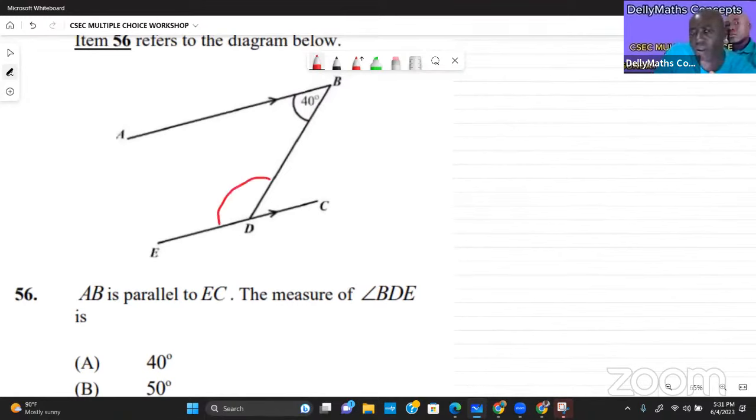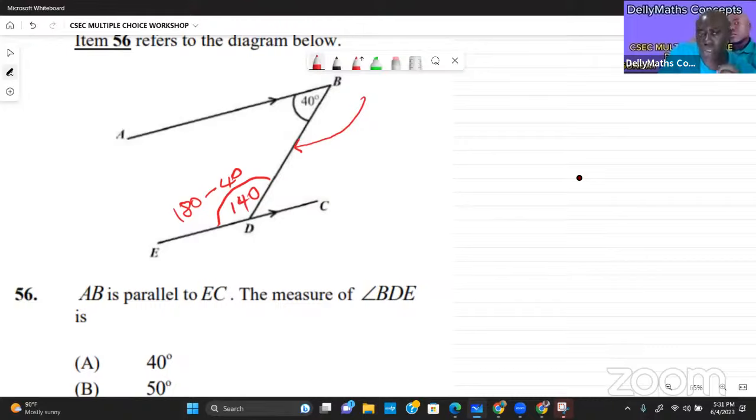I'm seeing co-interior. All right, so with co-interior angles, it's between 2 parallel lines and they're on the same side of the transversal. This line is the transversal right there. So to find it, co-interior angles add to give 180. So if you know 1 and you take it from 180, you will definitely get the other one. The answer is 140, as you can see.